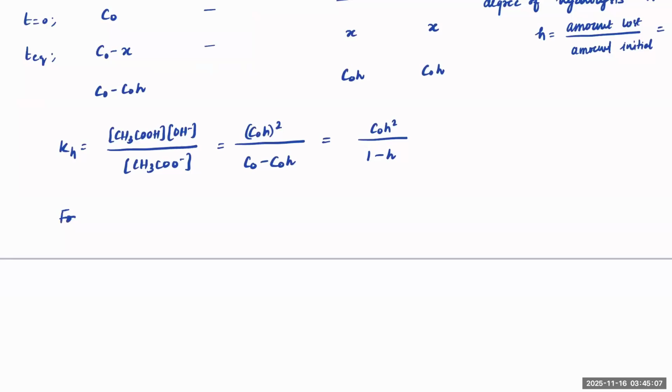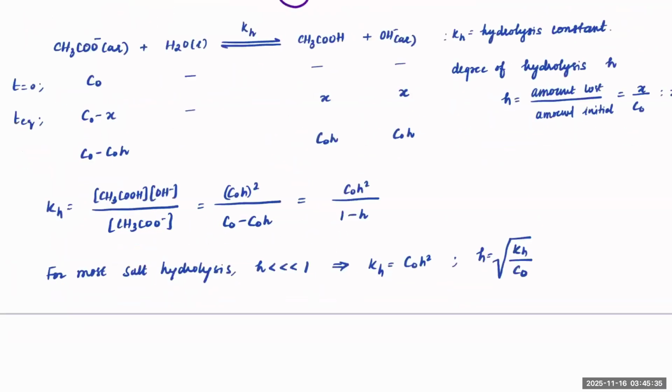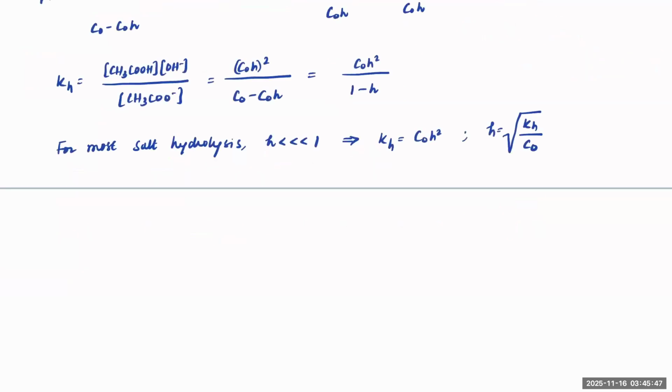Again, for most cases, for most salt hydrolysis, the h value is quite smaller than 1, which implies Kh can be written simply as C naught h square, or h, that is the degree of hydrolysis, can be written as Kh by C naught. So I suppose up to this point, everybody is clear. So we got the degree of hydrolysis as under root of Kh by C naught.